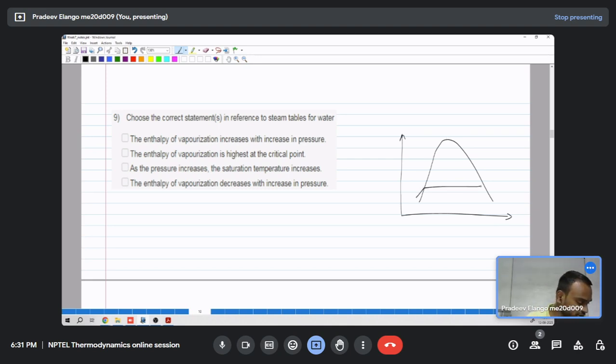and these are constant pressure lines. So this is P1 and P2, P3. So as we go upward, pressure increases.